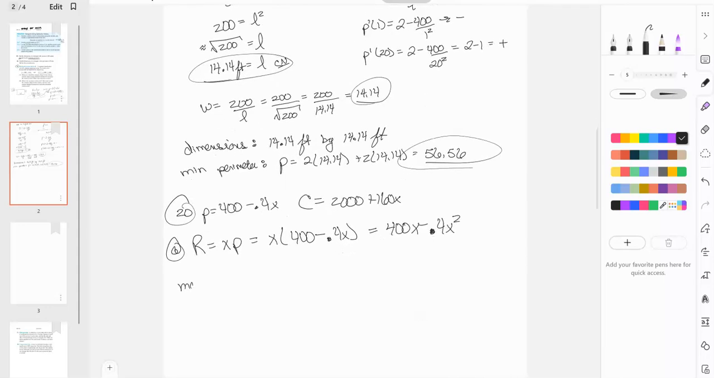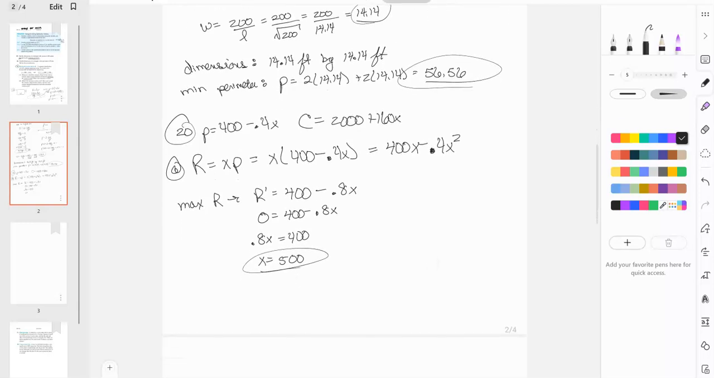If I want to maximize revenue, I need to take a derivative. So the derivative of this function is going to be 400 minus 0.8x. And then now we're going to set that derivative equal to 0 to find critical numbers. So we're going to get 500 for that one. We've got 500 cameras that we need to sell.